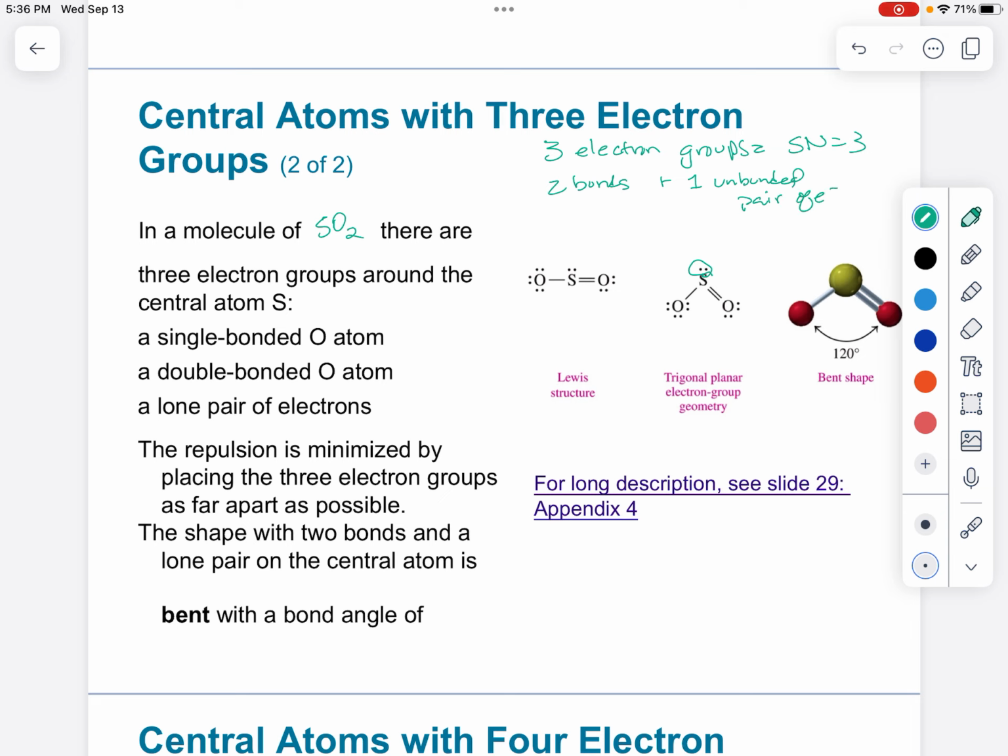And so we count that as an electron group, that is an electron group, that is an electron group. And so the angle here is 120 degrees. The electronic geometry is still trigonal planar. That's where that 120 degree angle is. But if you're looking just at the molecule, there's nothing up here, and so this looks bent. And so the name of this shape is bent 120.